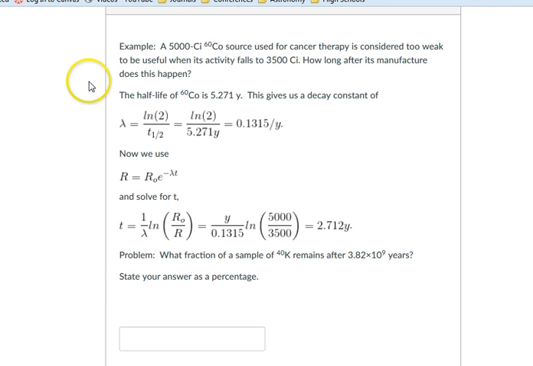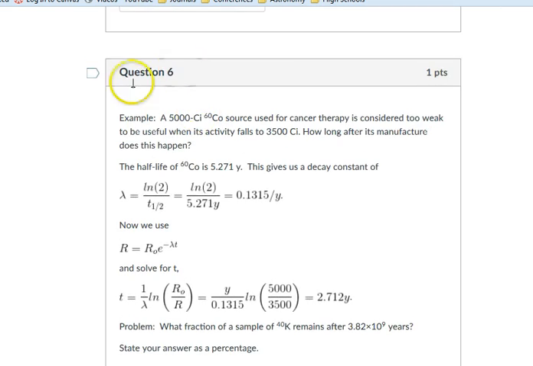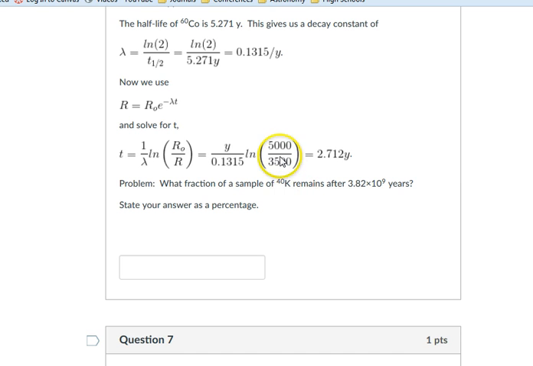Number 6, all right, we have: what fraction of a sample of potassium-40 remains after 3.82 times 10 to the 9th years? State your answer as a percentage. Okay. So one of the things we need to know for question number 6 is the half-life of potassium.